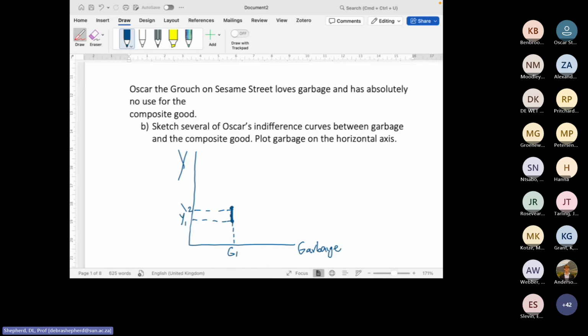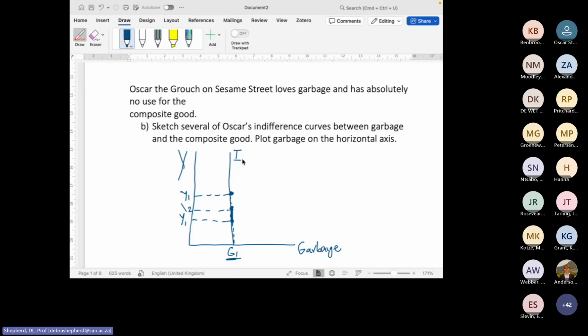If he had even more of the composite good Y, same thing. Doesn't matter how much of the composite good he has, for this level of garbage consumption, he's going to have exactly the same level of utility. And so his indifference curves are going to be vertical lines.